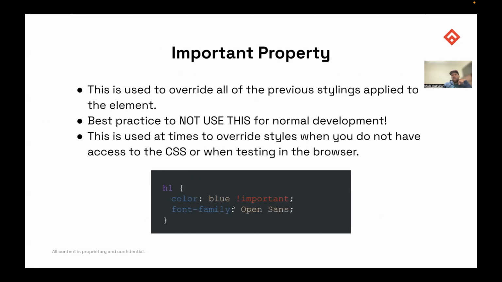And I talked about the important property. The important property basically just overrides all previous stylings applied to that element. It's best practice not to use this for normal development, but it is used at times to override styles when we do not have access to the CSS. We're testing in the browser. So sometimes when your CSS styling is not working, you can hit this important tag. It's not recommended, but it will override it and allow it to display.